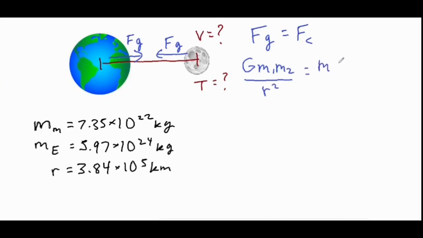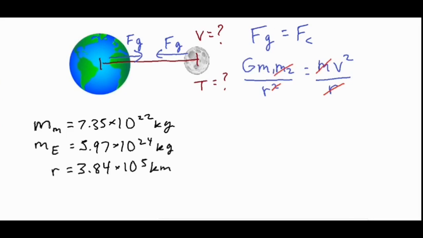And the centripetal force is mv squared over r. So one of the first things we can do is cancel out one of the r's. And the second thing is we can cancel out one of the m's, but you want to be careful which m you are canceling out. Remember, we're focusing on the Moon revolving around the Earth. So we're going to cancel out the m, which is the mass of the Moon.